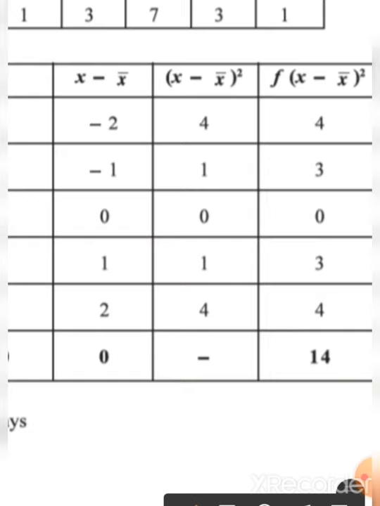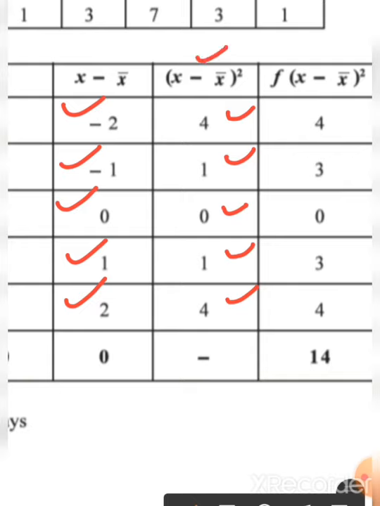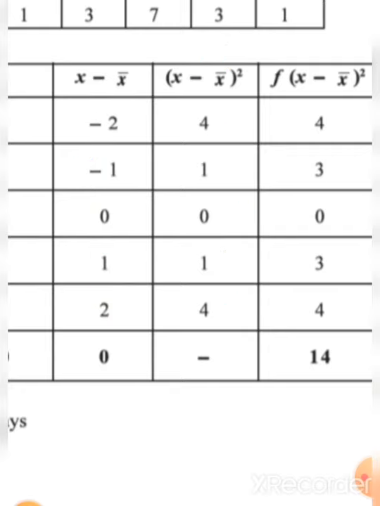The square of minus 2 is actually 4. The square of minus 1 will give you 1. The square of 0 is 0. The square of 1 is 1. The square of 2 is 4. Over here also, as we have seen in the formula, we don't need the total of this, but this particular column we are going to multiply by the column of frequency.